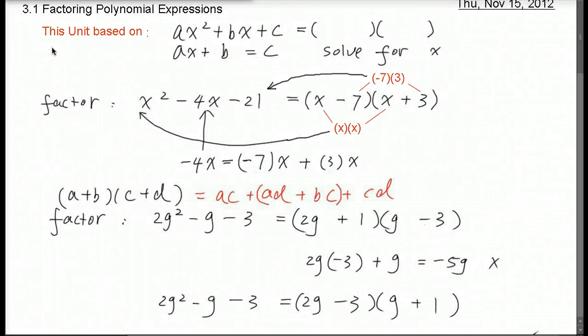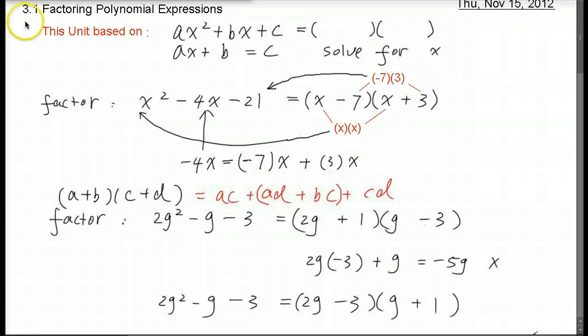Unit 3, solving quadratic equations, is based on basically two skills. One is to factor a polynomial, like ax squared plus bx plus c, into two binomials. And another one is to solve equations such as ax plus b equals c. Now notice a, b, c here can be any numbers. They can be fractions, negative, positive.